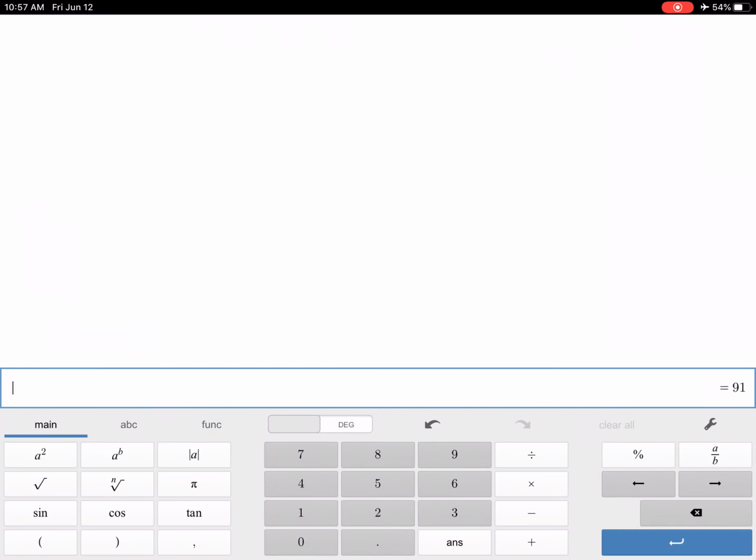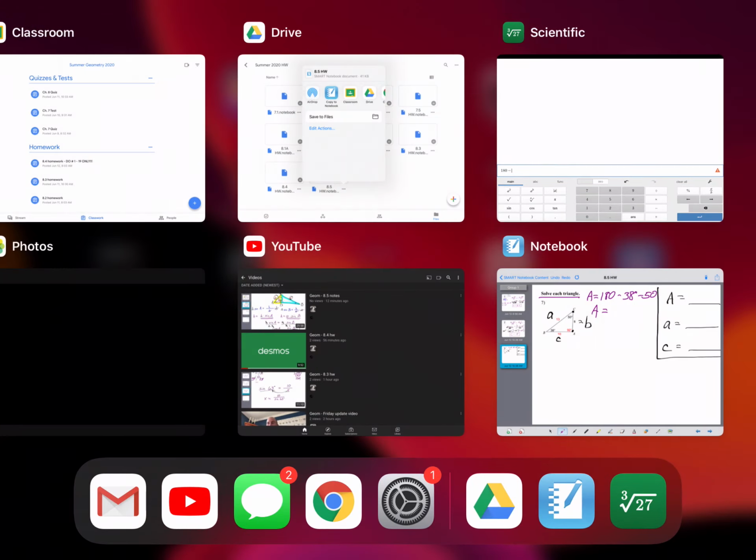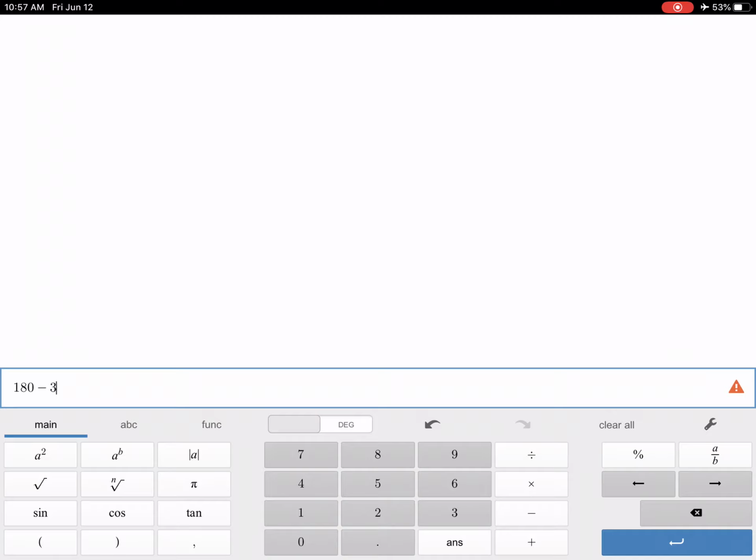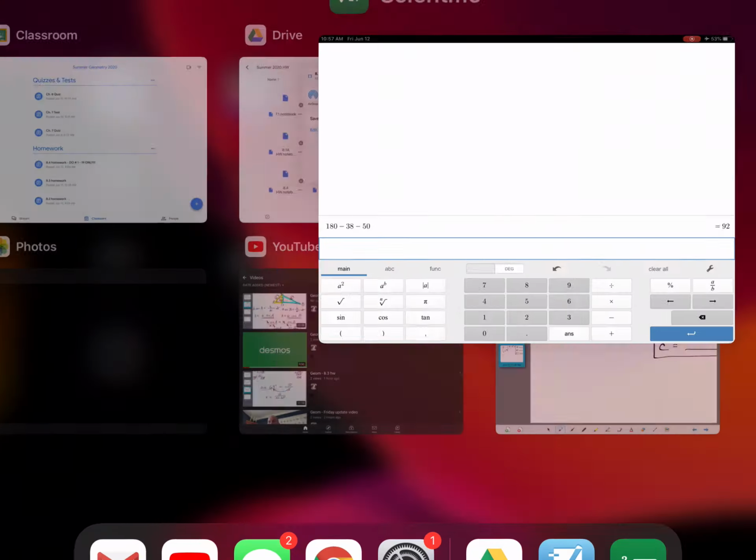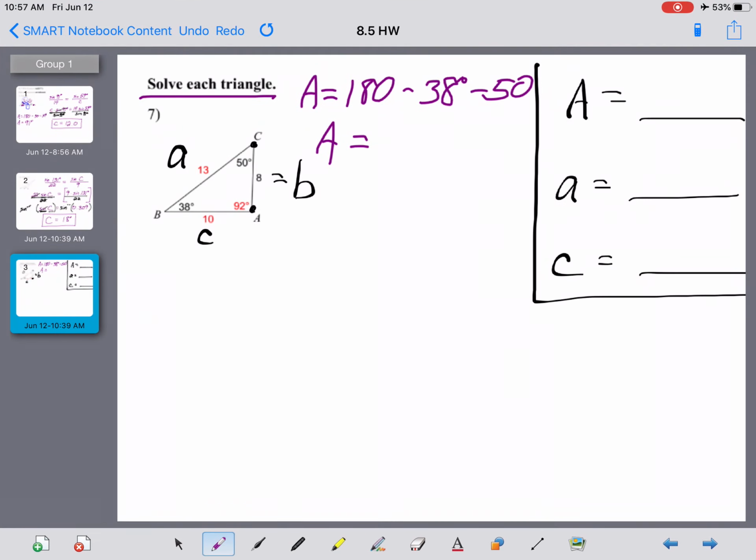Let's clear everything out that we had here. 180 minus a 38 degree angle and minus a 50 degree angle. And that gets us 92 degrees now for the measure of angle A. So we'll write that here, and I'll also write that up here so we know where everything is at.